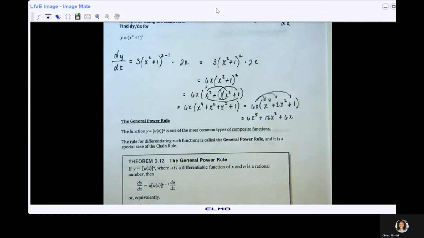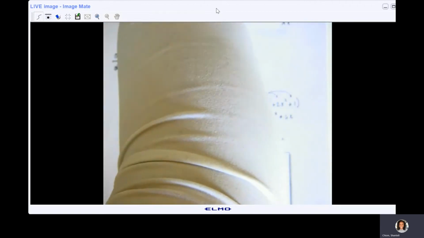Okay? Now let me explain something to you. When you're working these problems, no one technically is going to be none the wiser if you use the chain rule on that problem. So sometimes you have no choice, you have to use the chain rule, but sometimes you actually have options.